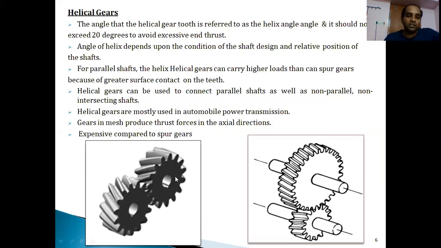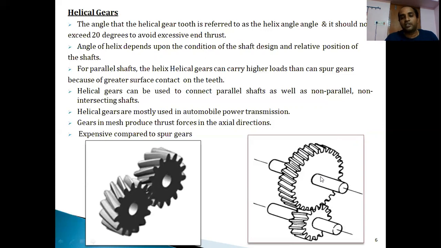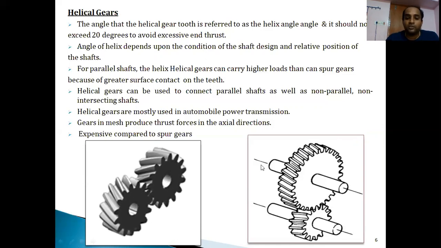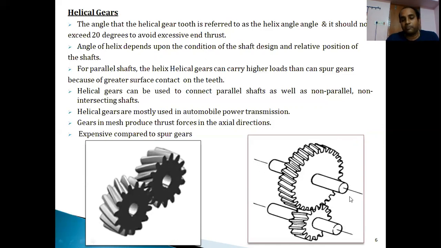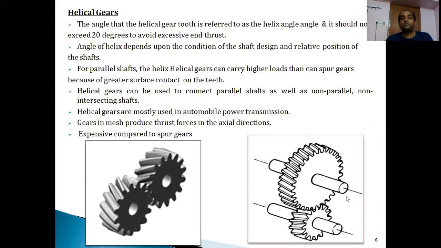So when the helix angle is developed on the gear teeth, the other important thing is that you can design the shaft in any manner and position the shaft in any position also. That is, you can use this helix gear for parallel shafts, for intersecting shafts, or even for non-parallel and non-intersecting shafts also. This is a very important feature of the helix angle.